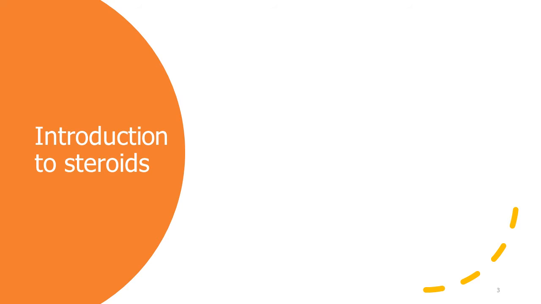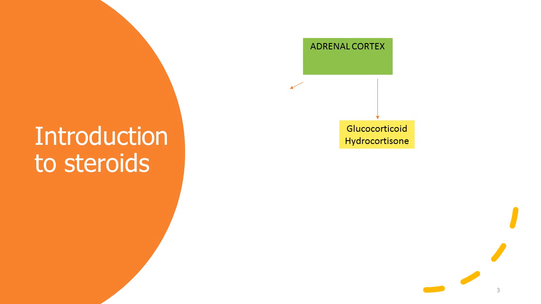Before we go for the steroidal nomenclature, we should know the introduction to the steroids. Adrenal gland has two parts, adrenal medulla and adrenal cortex. Adrenal medulla is responsible for the release of catecholamines, a major neurotransmitter in the sympathetic nervous system. Adrenal cortex releases three types of hormones. First, the glucocorticoids, example hydrocortisone, which is responsible for the metabolism of carbohydrates, proteins, and lipids. It is acting in the liver.